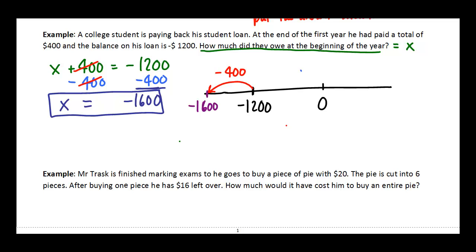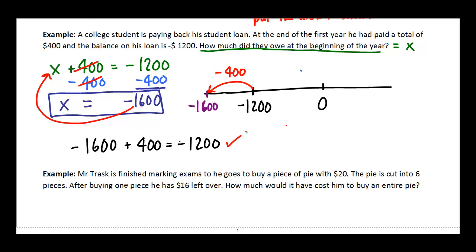We're going to go back and just do our last step, which is to verify. So I'm just going to try putting this negative 1,600 back into my original equation and check to see that that makes sense. So that would look something like this. I would have negative 1,600 plus 400 equals negative 1,200. And when I looked through this, yes, the math works out, so that has been verified.